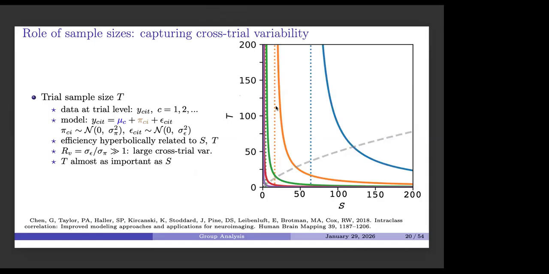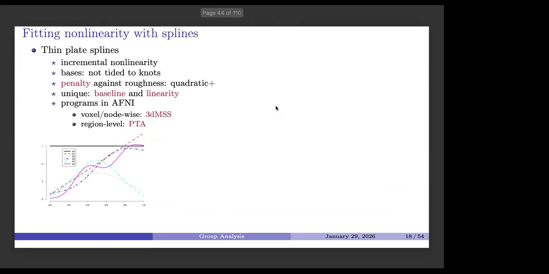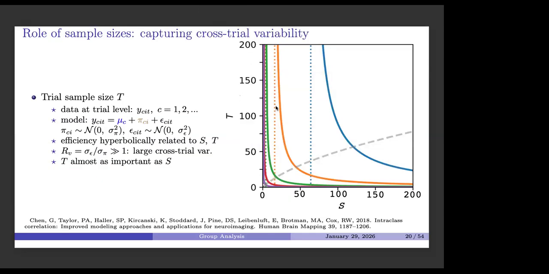So instead of just a single x-axis, it's more accurately depicted through this two-dimensional profile. The x-axis is the number of subjects, the y-axis is the number of trials. If we plot out the relationship, it shows a hyperbolic relationship. Different colors mean different precision or different efficiency. That means both the number of trials and the number of participants matter. They matter almost to the same extent.